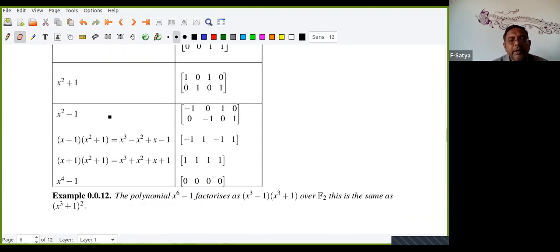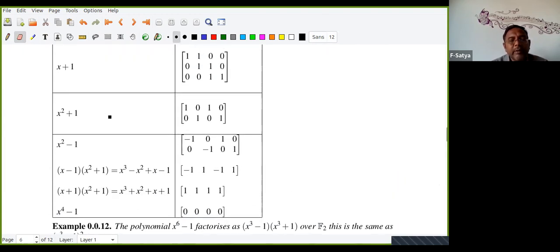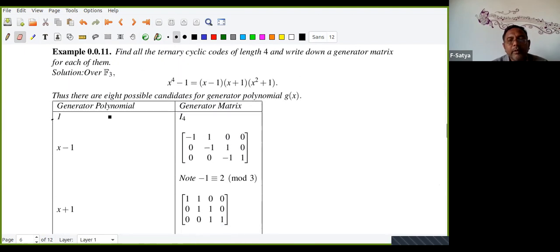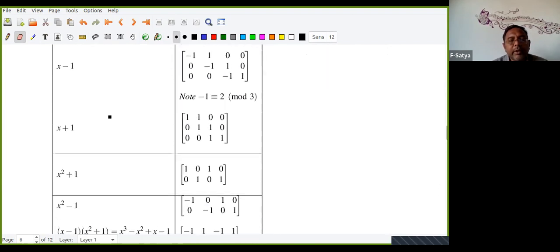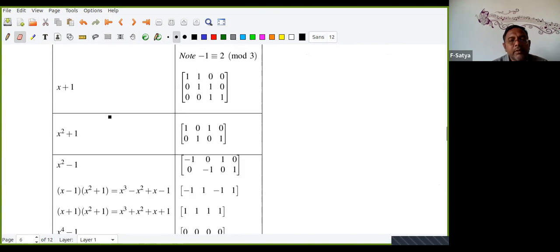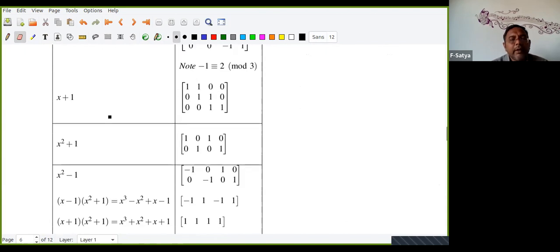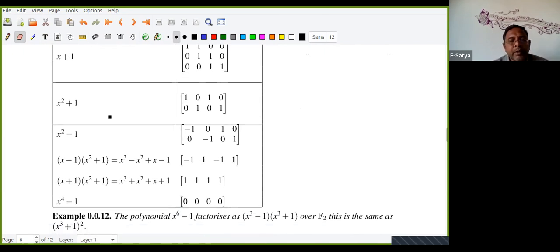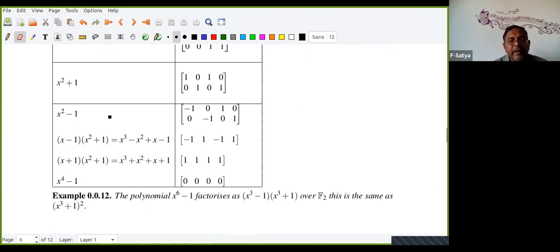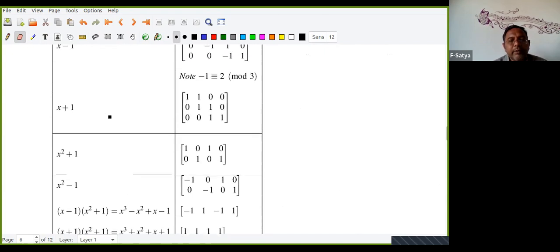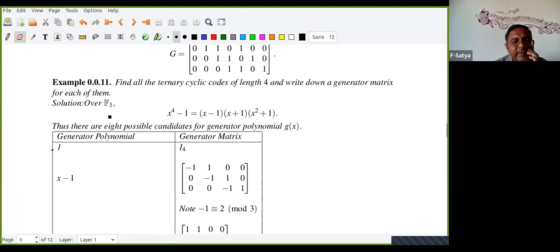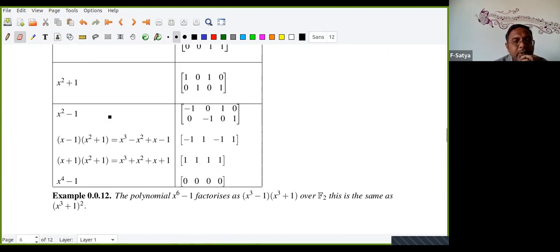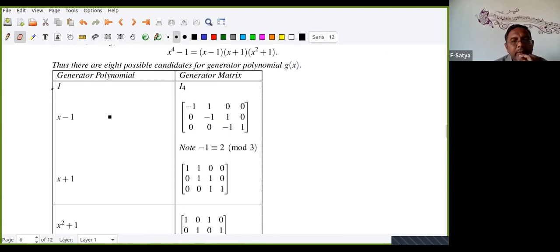Okay. One more example, x square minus 1. Why did I write x square minus 1? It is because x minus 1 into x plus 1, the product of those two. I hope these are all clear. Any questions? I wrote all the matrices to help you.